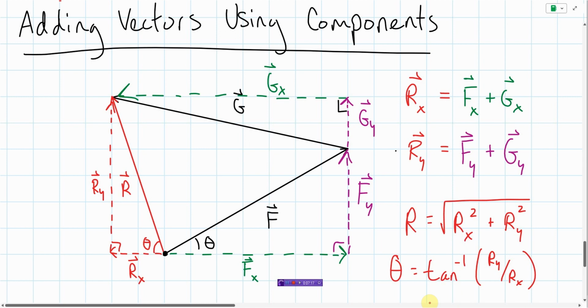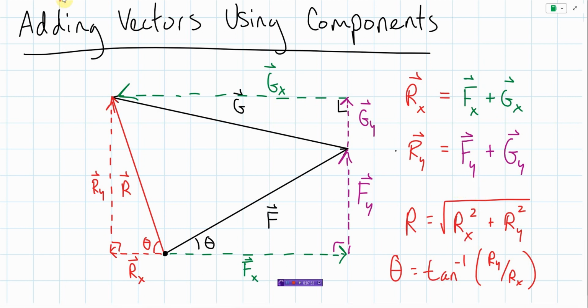Now it is a bit tedious. You have to break down my two vectors into their pieces, rearrange their pieces, and put the pieces back together. It's a bit annoying, but it works, and it works every time, and it works with as many vectors as you want. I only added 2 vectors here, but I could add hundreds if I wanted to. I would just need to find the x and y components of each of those 100 vectors, and then my Rx would be the sum of the x components of each of the 100 vectors, and my Ry would be the y components added together, and so on and so forth.